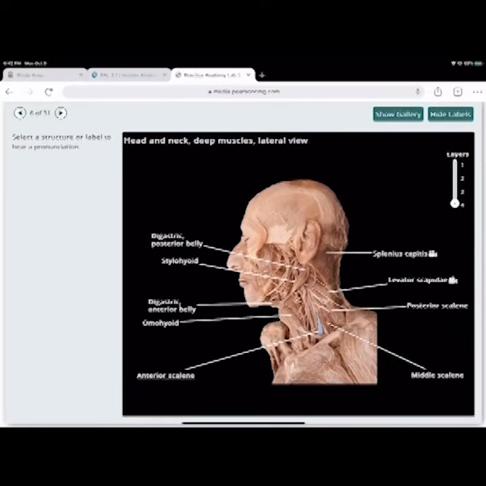Then distal to that, or posterior, you have the middle scalene. And then posterior to that, you have your posterior scalene. Those are the neck muscles. So your anterior scalene, middle scalene, posterior scalene. Okay. The levator scapulae muscle. You can see where that's located. And the splenius capitis is a muscle of the skull cap behind the ear. Is your splenius capitis.